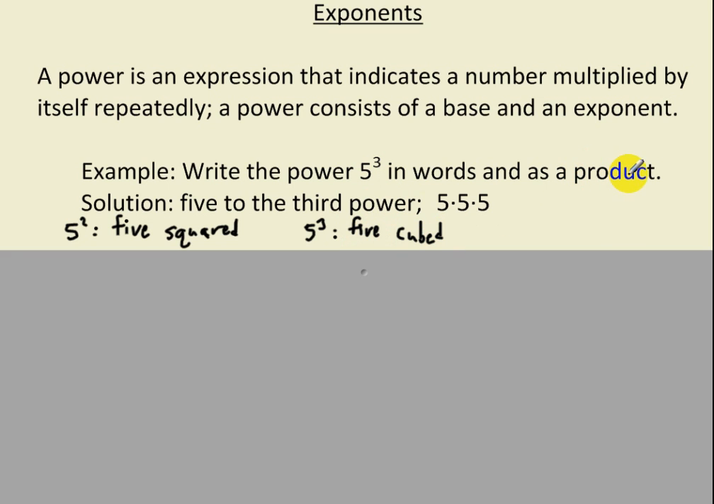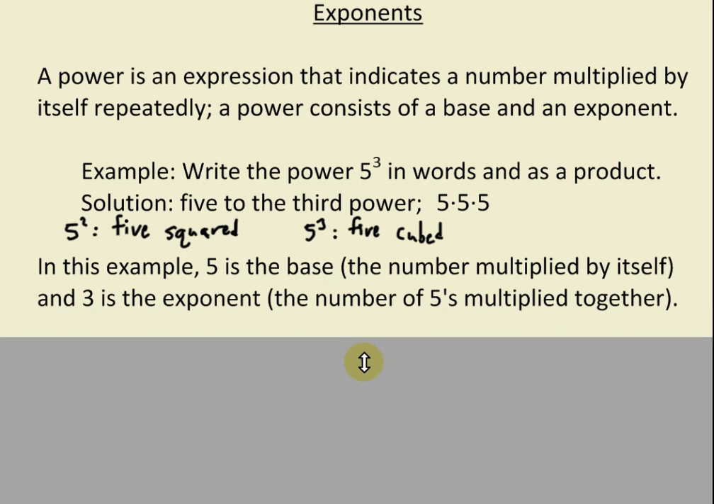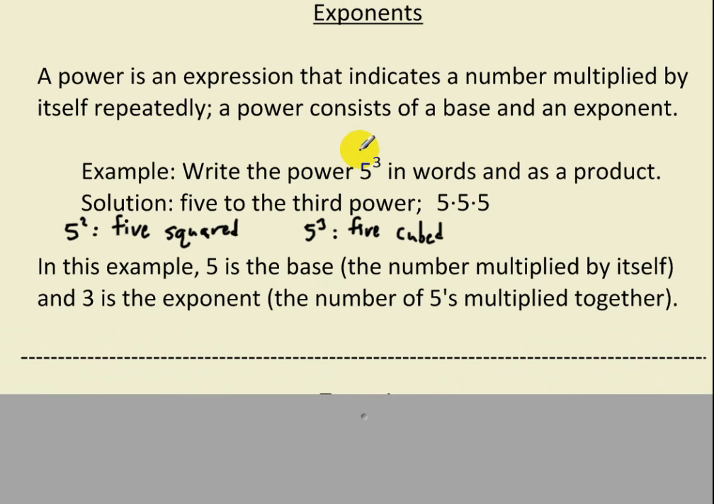Okay, now written out as a product, we go ahead and write 5 3 times. Notice there are not 3 multiplications, there are 2 multiplications. So the number of multiplications will always be one less than the exponent when we're looking at positive powers. So if you had 5 to the 10th power, you would have 10 fives, 9 multiplications. Okay, just something to keep in mind. So as mentioned, 5 is the base, 3 is the exponent.